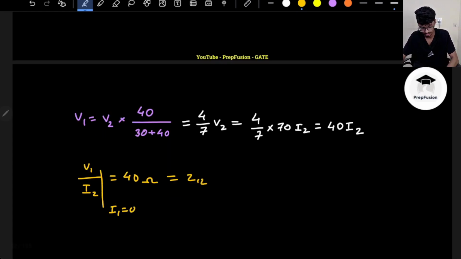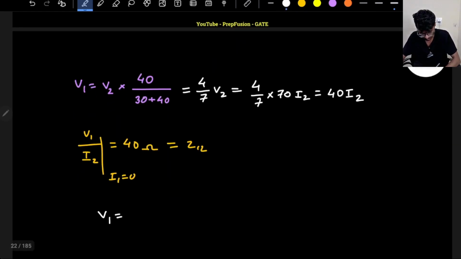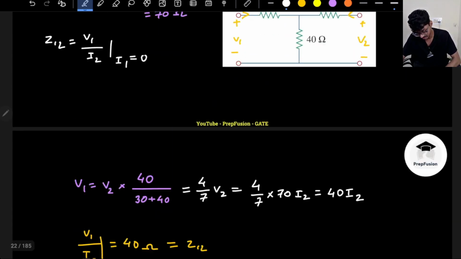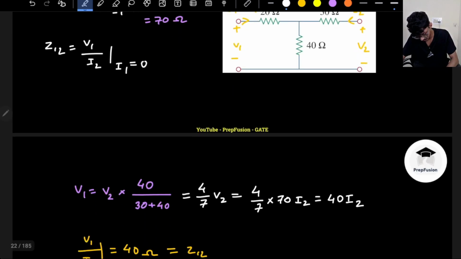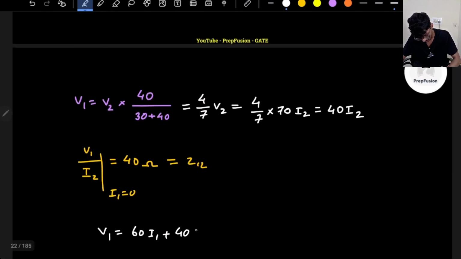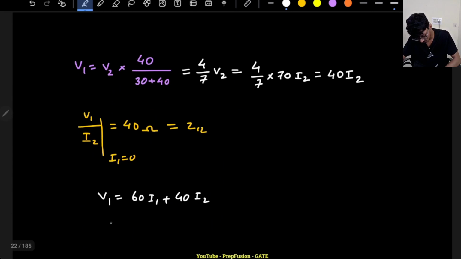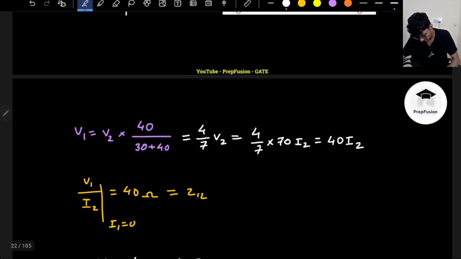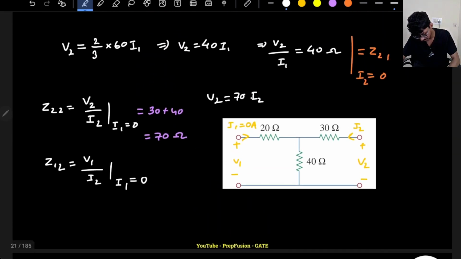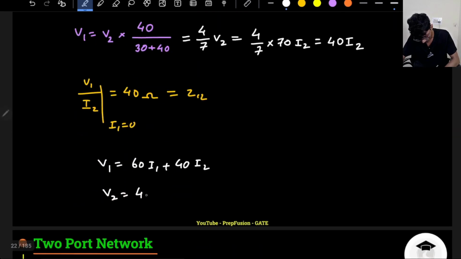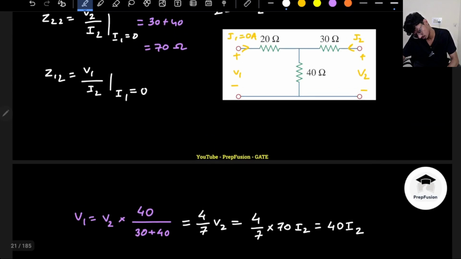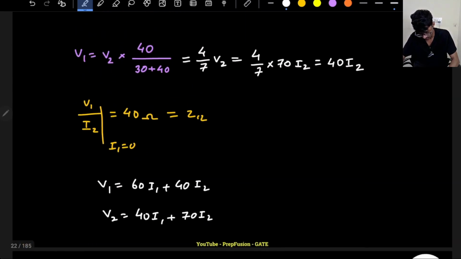We have found out all the parameters. So I can finally write my equation. V1 equals Z11. Z11 was 60 ohms, 60 into I1 plus Z12. Z12 we have just found out, that is 40 into I2, and V2 is equal to Z21. Z21 is also 40, 40 into I1 plus Z22 is 70 into I2. Okay, that is what my V1 and V2 are. So these are my Z parameters.